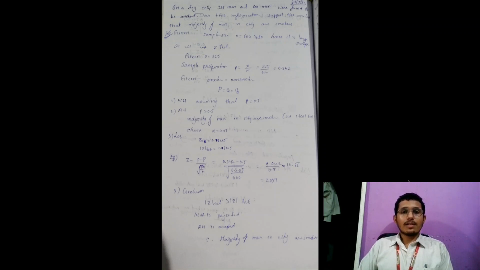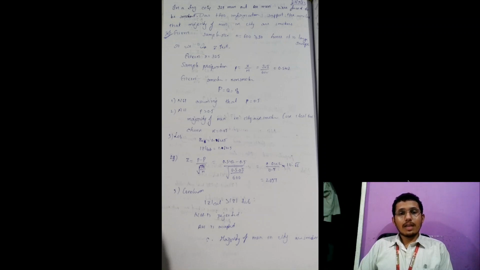The given sample size is 600. So let us assign it to a variable n equal to 600. As it is greater than 30, we use the Z-test. If it were less than 30, we should have used the t-test. So as it is greater than 30, we use the Z-test. In the Z-test, the given x value is 325.